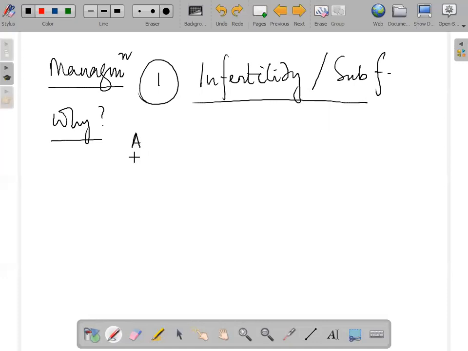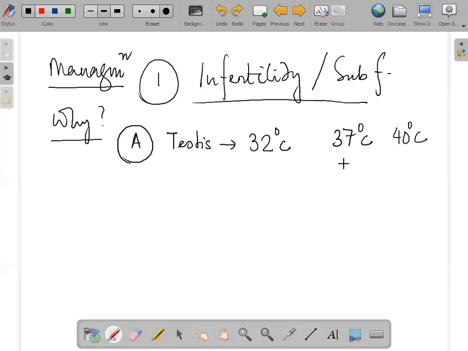The reason number one is very straightforward. The testis is normally expected to carry out spermatogenesis at 32 degrees centigrade. If the temperature increases up to 37 degrees centigrade, even sometimes up to 40, spermatogenesis is remarkably decreased by half. So remember that the testis always prefers a cold environment to work. It cannot work in a summer season. If the blood flow is increased, this is exactly what happens to the testis.